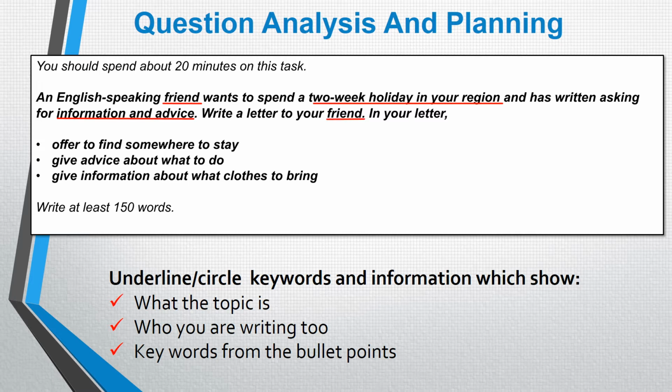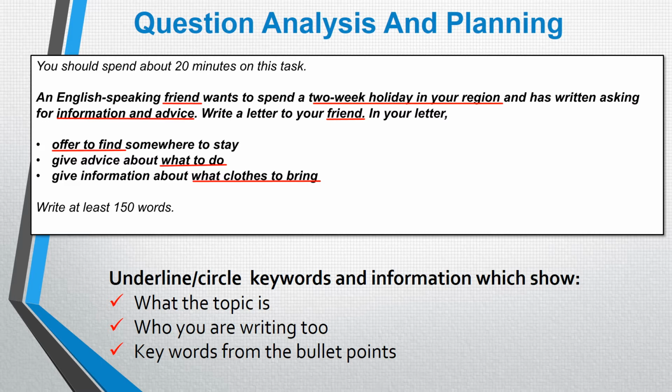So as we're writing to a friend, it's obviously going to be an informal letter. We need to offer to find. So we need to use language to offer. We need to give advice about what to do. So we need to think of some activities. And we need to give information about what clothes to bring. So we need to be writing about specific items of clothing. So that's what we need to be paying attention to as we answer our question.